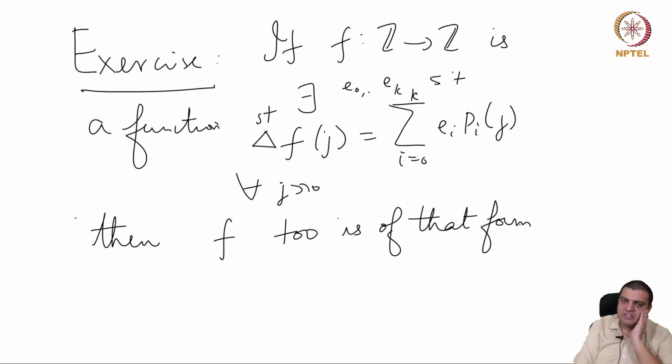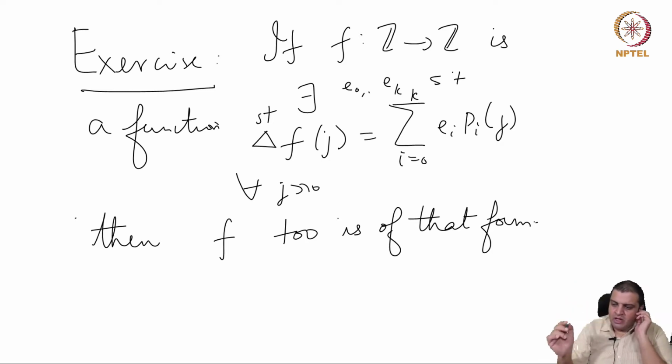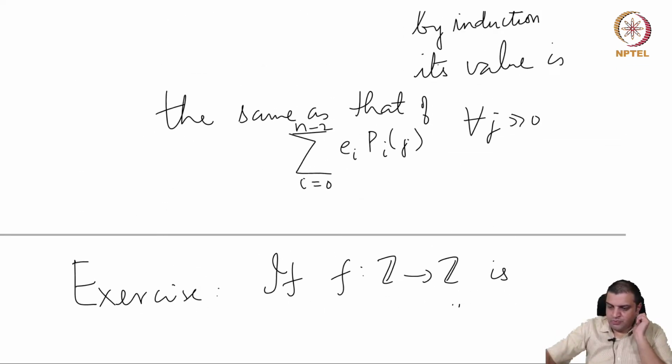That is, for all sufficiently large j, f_j will also be some integer linear combination of p_i evaluated at j. Okay. You will do the exercises, which are not very difficult once we understand what happened in the proof of the lemma. So that is the end of the proof.